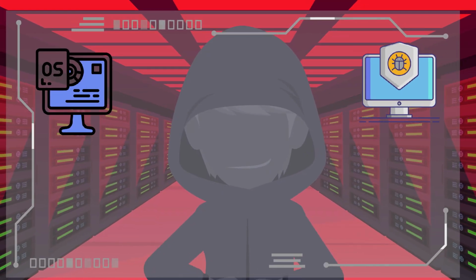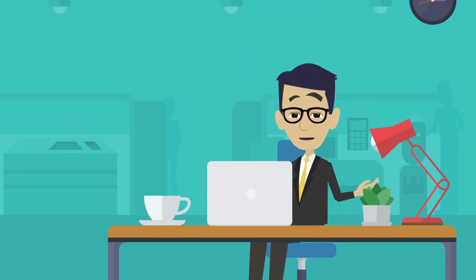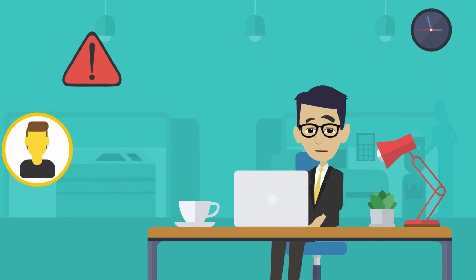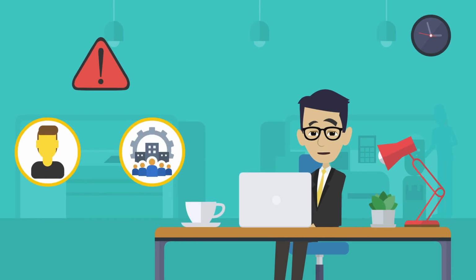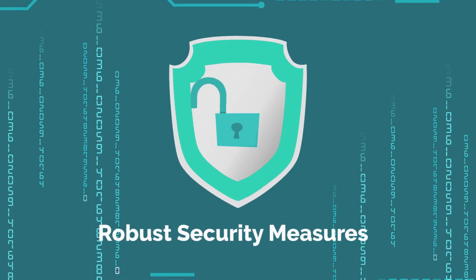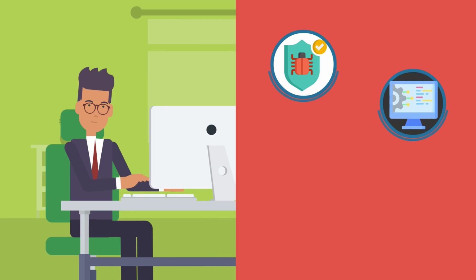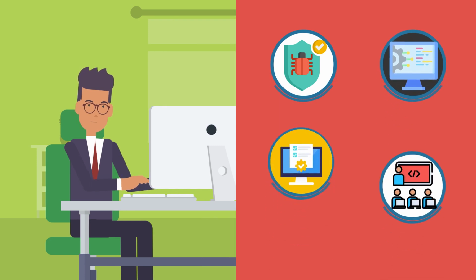As you can see, there are different types of malware that can be harmful to an individual or organization. It's important to have robust security measures, such as having up-to-date antivirus, operating systems, software, and user education.